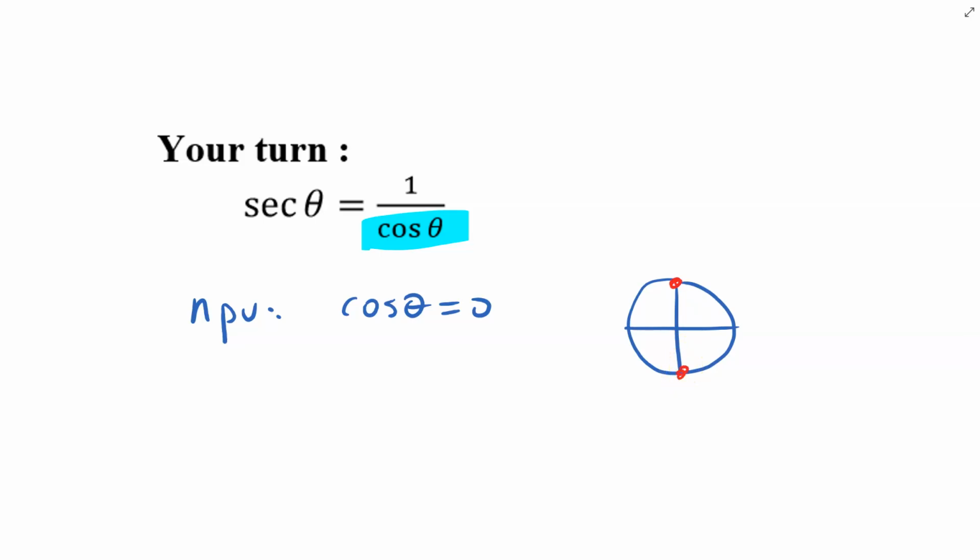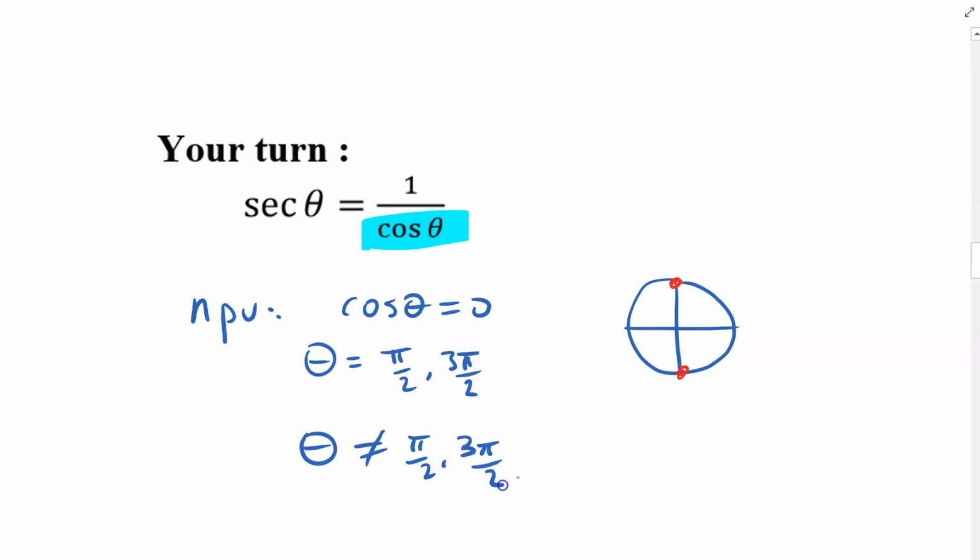So I'm going to say the non-permissible values are when theta is equal to pi over 2 or 3 pi over 2, or another way to state your answer is that theta cannot be equal to either of those values. So just to get the big idea again, this is an identity, which means that it's kind of like a definition. It's always true, except for occasions where you would get a division by 0 error, and we call those values that produce a division by 0 error non-permissible values.